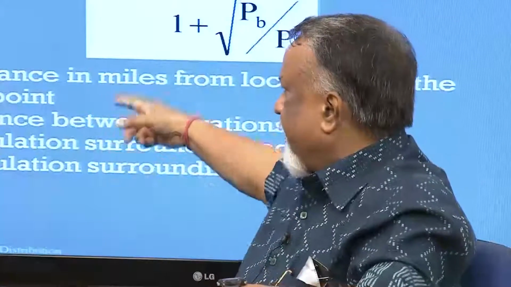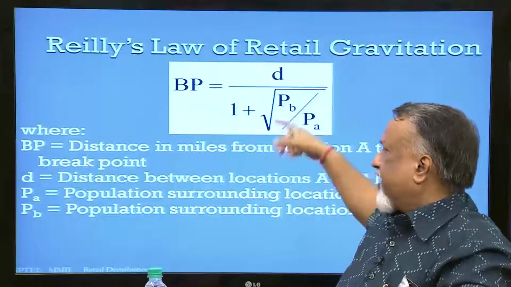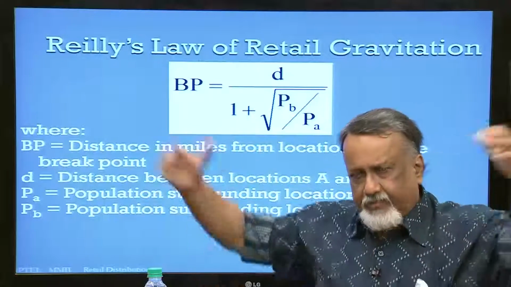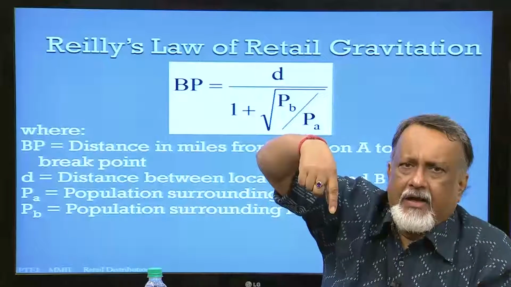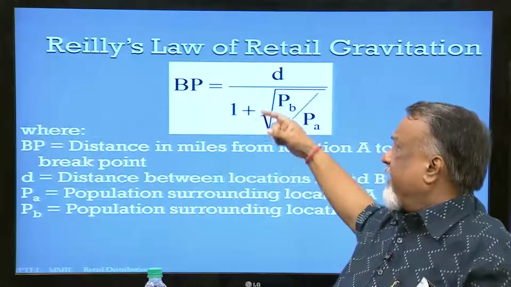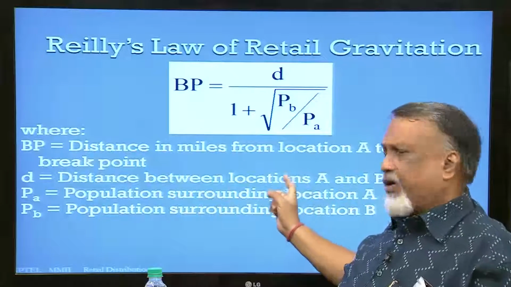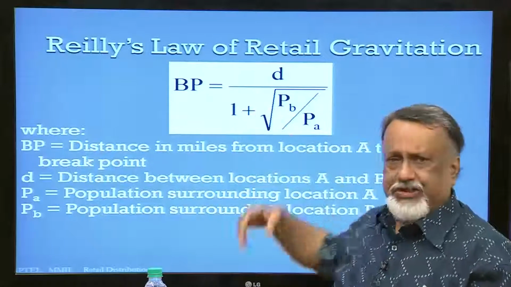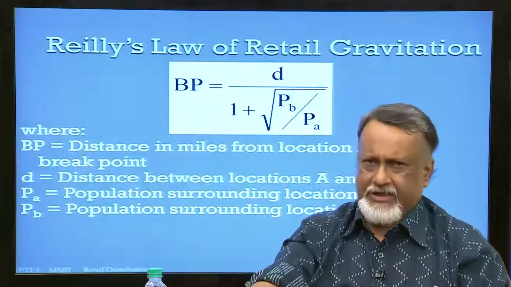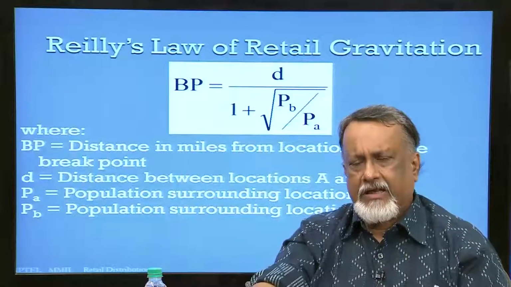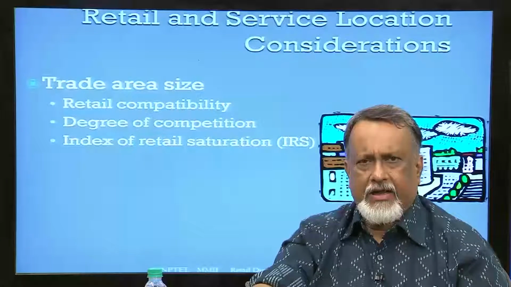So, Reilly's law of retail gravitation, this formula BP is equal to D divided by 1 plus square root of PB by PA, given these explanations of the various terms, will tell us that if within a particular city area we want to pinpoint the location of our retail outlet, then using the population surrounding different locations and this gravitational model, we can pinpoint the exact location which will be most beneficial. These are very useful practical mathematical models for retail marketing management.